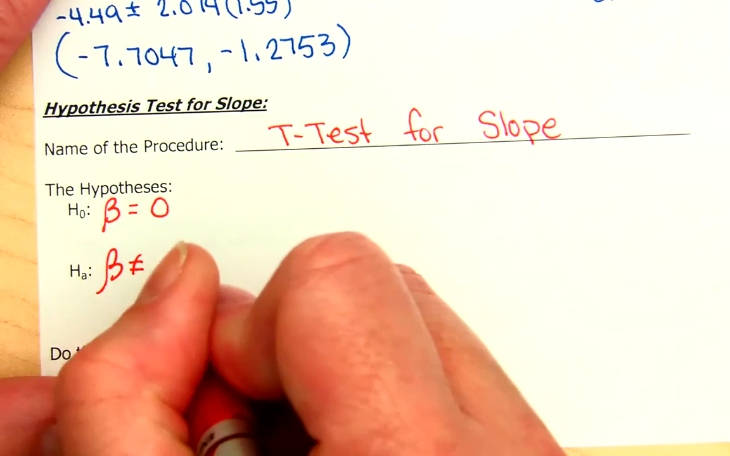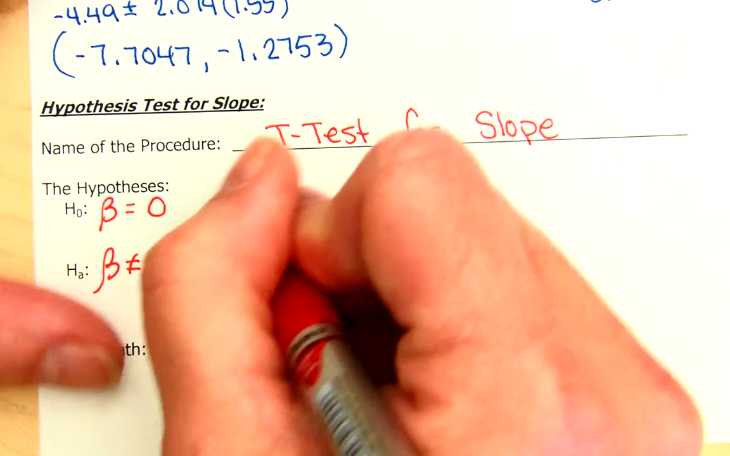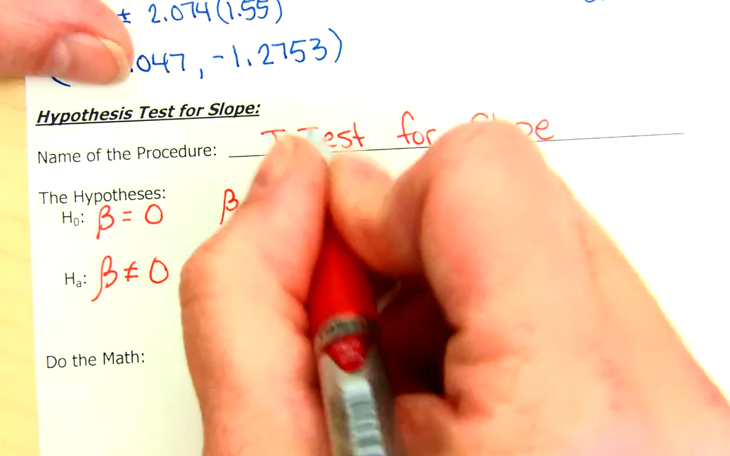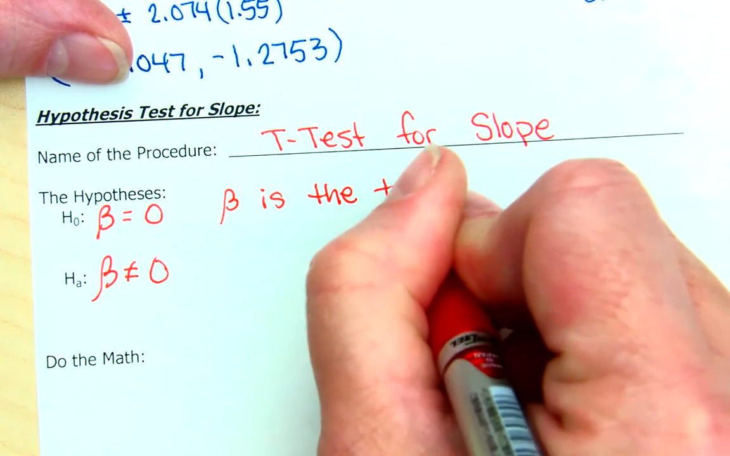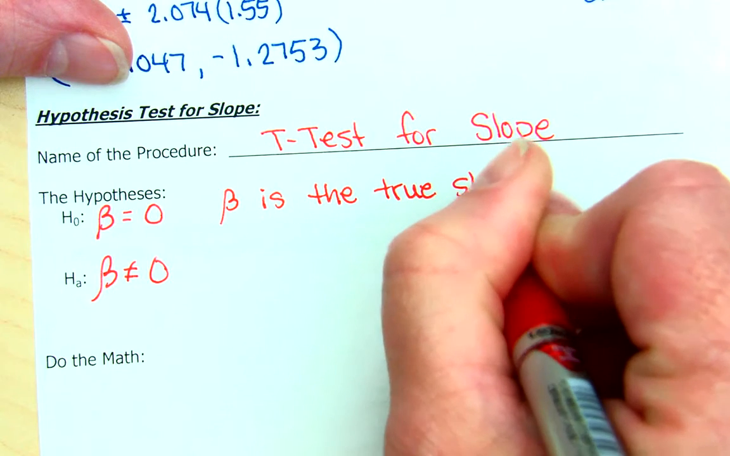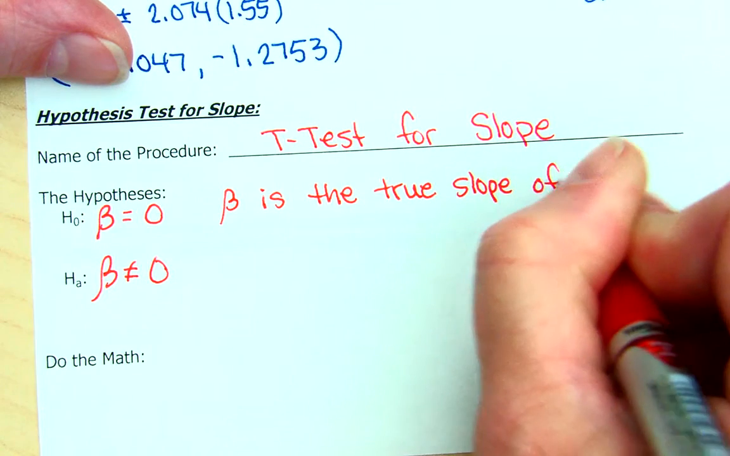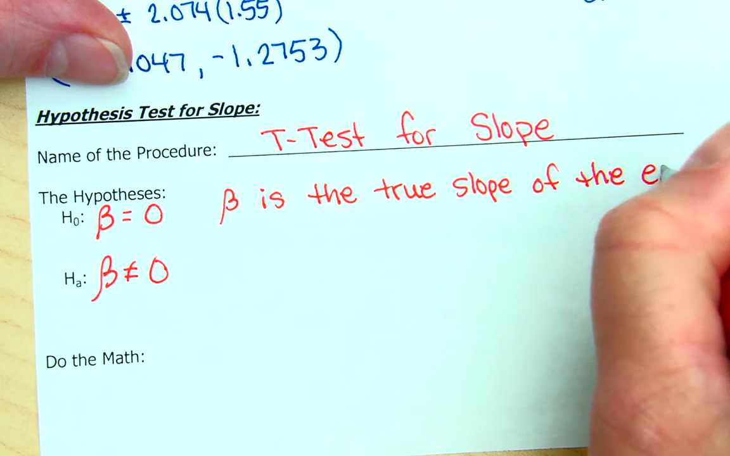Okay. So beta, through slope, the equation.